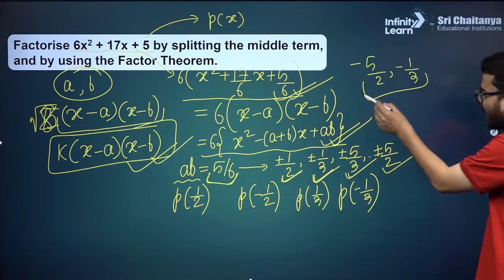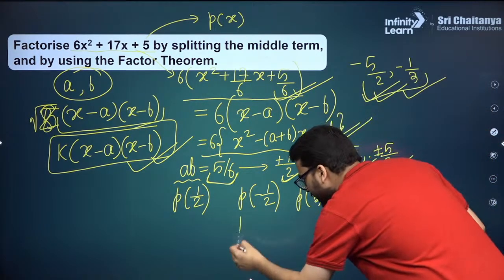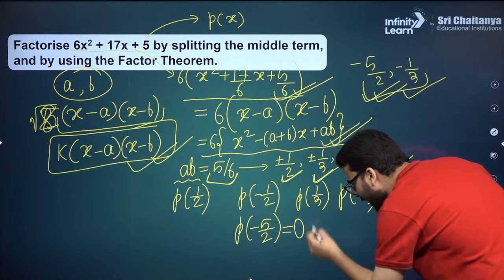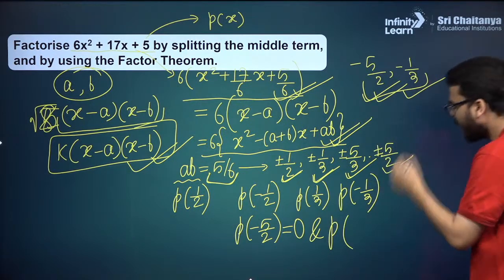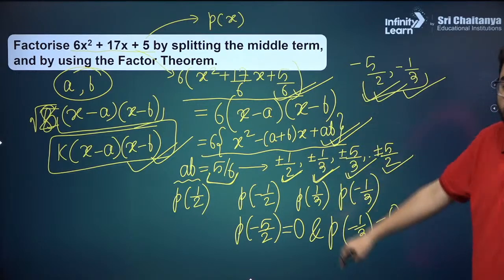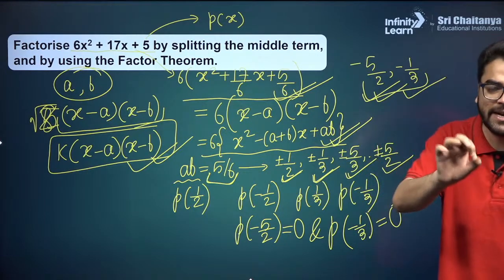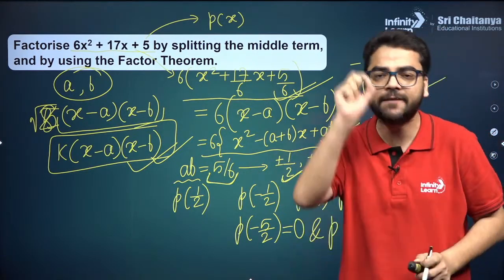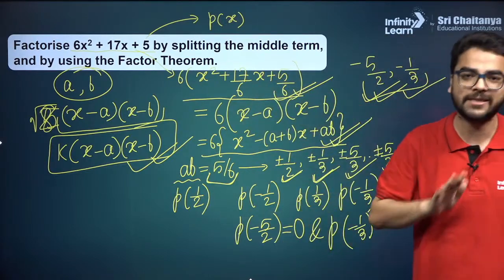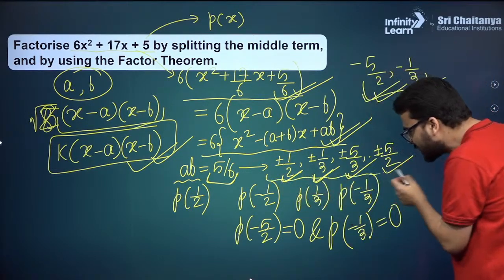So you will find that at these two values, because we have already done splitting the middle term, p of minus 5 by 2 will come out to be equal to 0, and also p of minus 1 by 3 will come out to be equal to 0. Tell me, is the whole explanation of the factor theorem clear or not? That is why we actually do this. This is very important and this is not advanced at all. It is a very basic concept. It is given in NCERT. Actually, this question is also from NCERT. I am telling that to you. So why you are actually doing this, I hope it is clear or not.